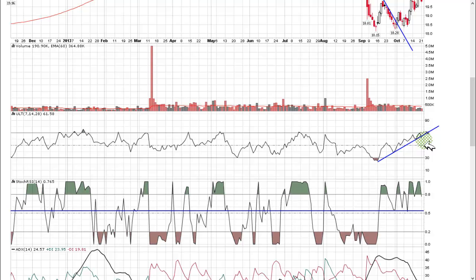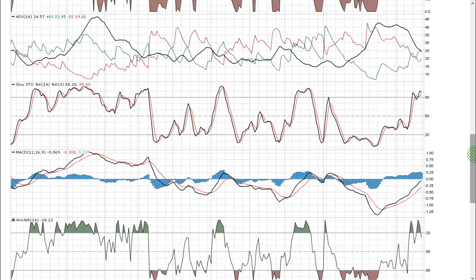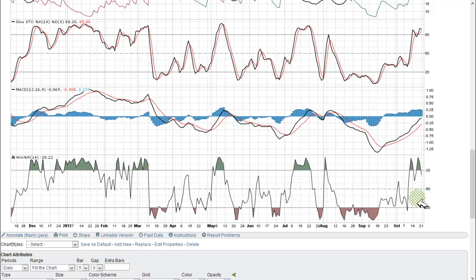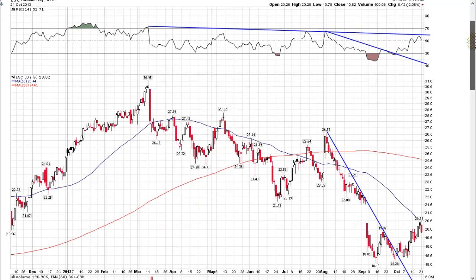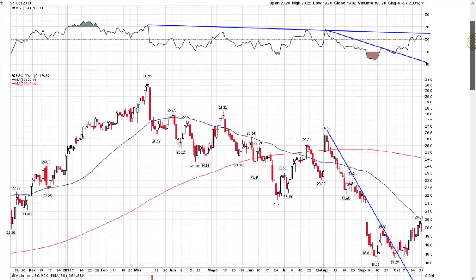Another issue I don't like is that on the ultimate oscillator, we broke trend today. We closed below the rising uptrend line, which is a concern. The slow stochastics still look good. Williams %R still looks good. I'm not saying to go out and dump all your ESC right now. I'm just saying be forewarned. It looks like it's going to have some choppy action ahead of it. You may want to look to book some profits if you have profits on the stock.